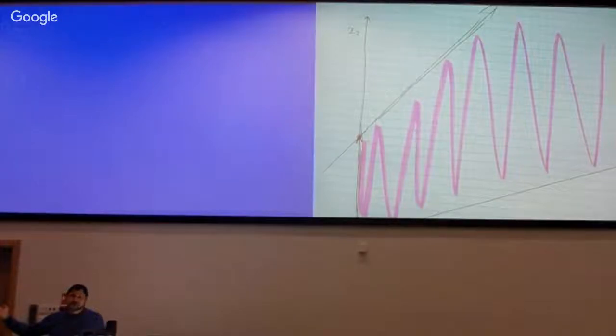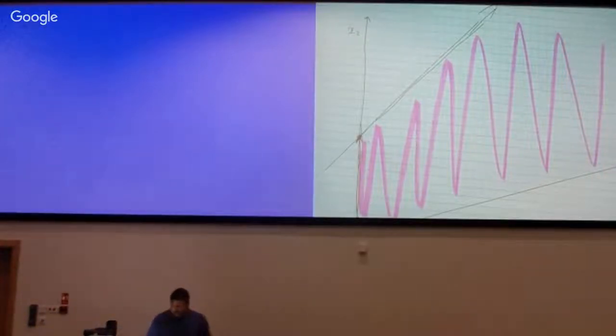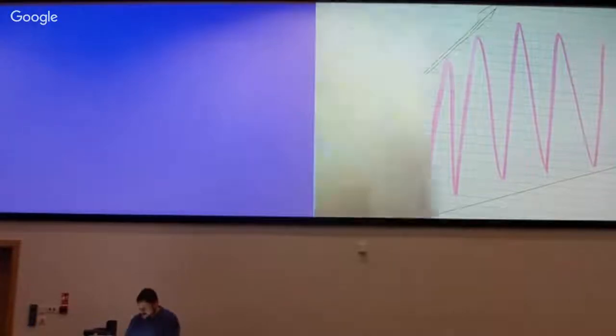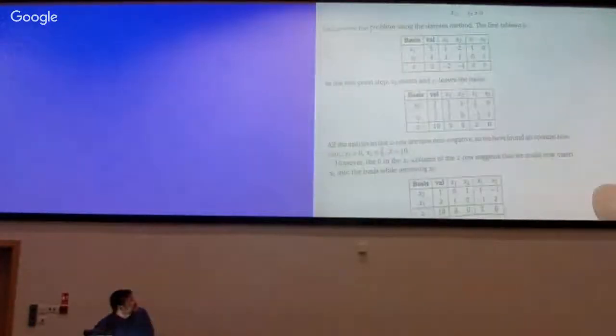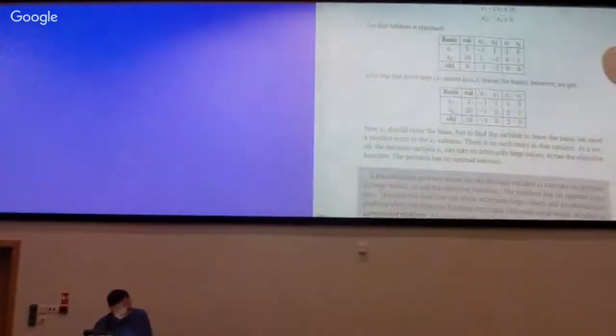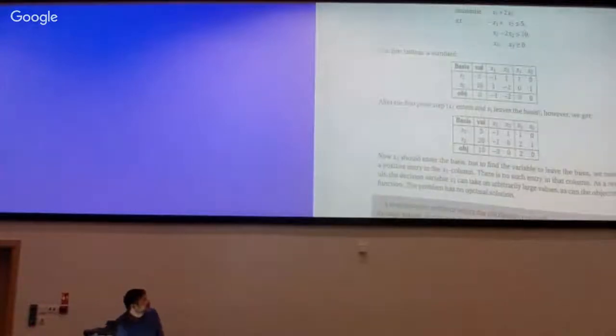It's a maximization problem: you can increase your objective without any bound. In a minimization problem, you can decrease it without any bound. And the way you find that is exactly what we had here: exactly when there are no positive numbers in this column.